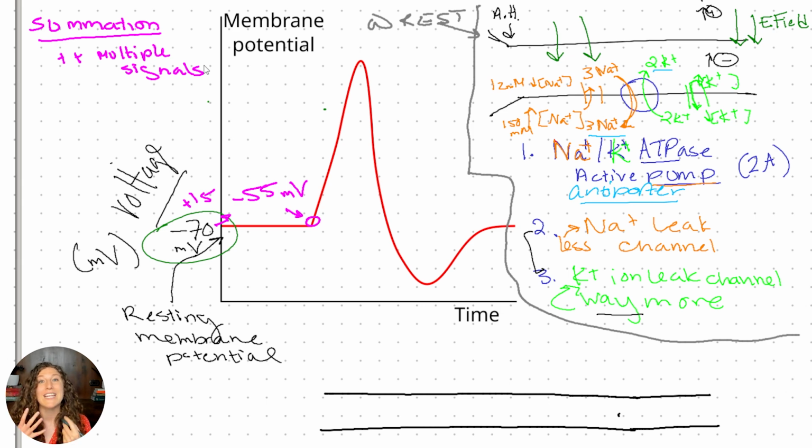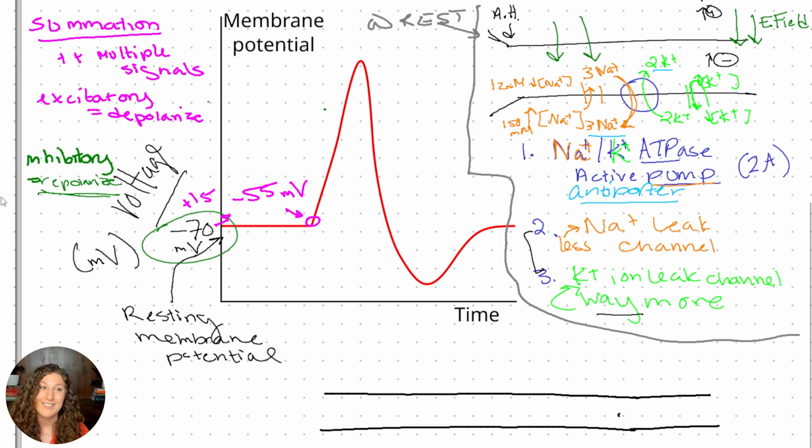There can also be inhibitory signals though, and those can be summed up as well. Inhibitory signals repolarize the cell. In other words, make the cell more negative, which takes it further away from that -55 threshold. Okay, so that's the different options. We can summate, and as soon as we get that excitatory signal, we are off to the races. Whoop, whoop, we can now have our action potential.